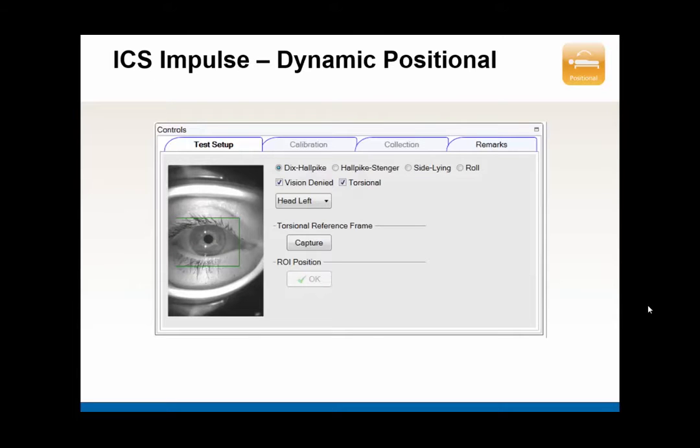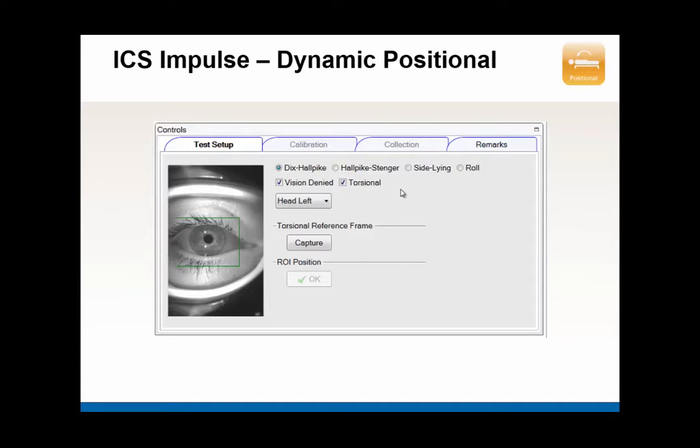So in test setup, you have the option of choosing different dynamic positional tests: Dix-Hallpike, Stinger, side lying, and roll. Then you have two options here: vision or vision denied. So are you doing this with vision or with vision denied? And then the next thing is torsional, and we're going to talk a little bit about torsional today. There is a video on torsional which will give you more information on how the torsional data is collected. But if you want to collect torsional for your dynamic positional, for example, for Dix-Hallpike, it makes sense to collect torsional since posterior canal BPPV is typically a torsional eye movement.